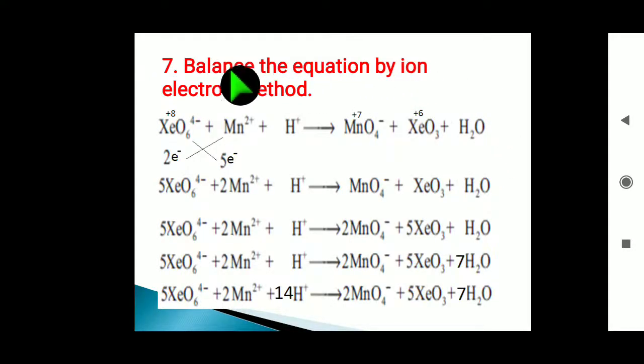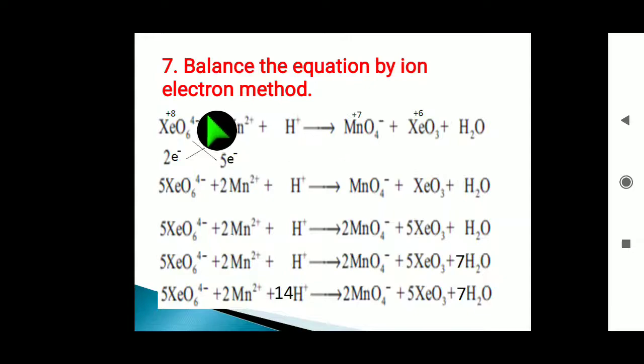So last question. Balance the equation by the ion electron method. This is a question from 11th standard. Also we studied it in the first lesson. Okay, we have to follow some method. Here in the question, xenon oxidation state is plus 8 and manganese oxidation state is plus 7, and the xenon right side oxidation state is plus 6.